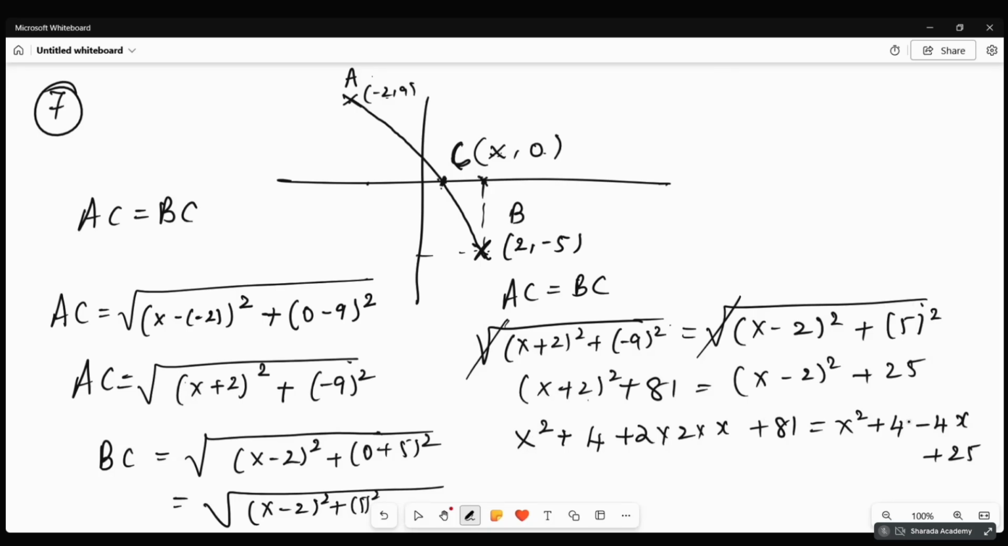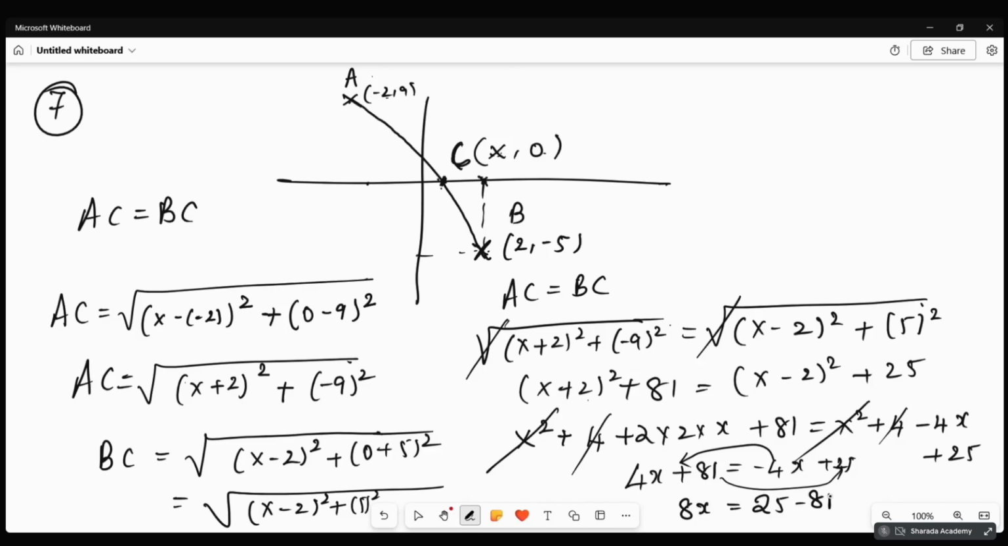You can shift everything to one side or cancel x square and x square. If you take it to the other side, x square minus x square is 0, so I can cancel. You can cancel 4 also. So this is 4x plus 81 is equal to minus 4x plus 25. Minus 4x you will shift to this side, 81 to the other side. 4x plus 4x, 8x is equal to 25 minus 81. Simplify and tell me that.